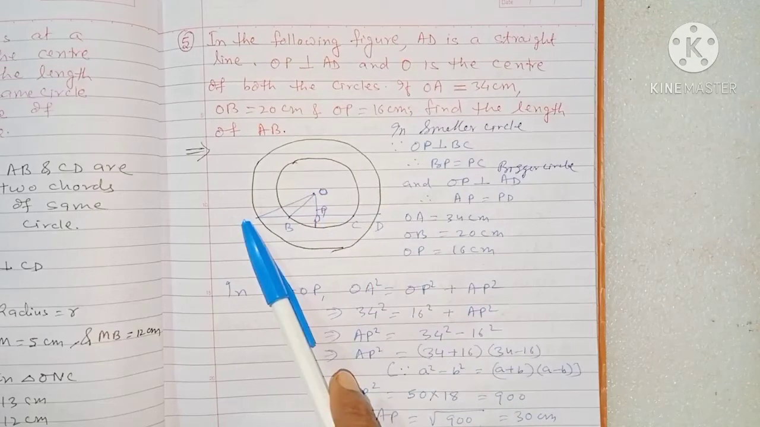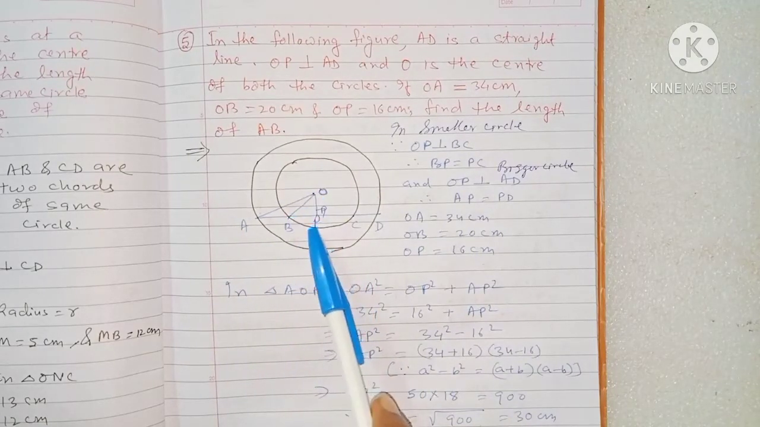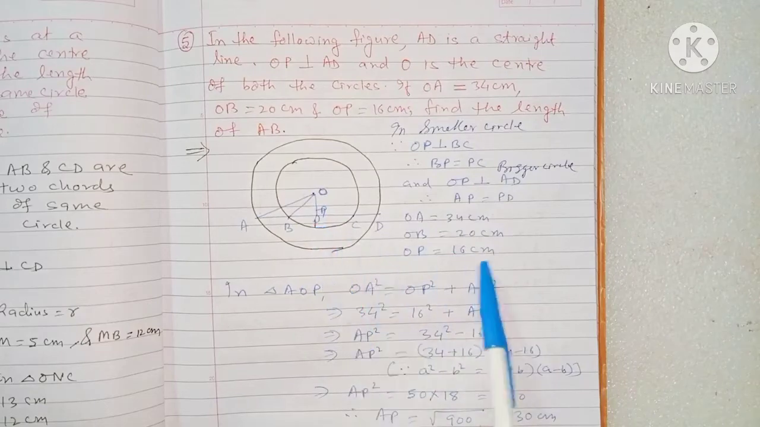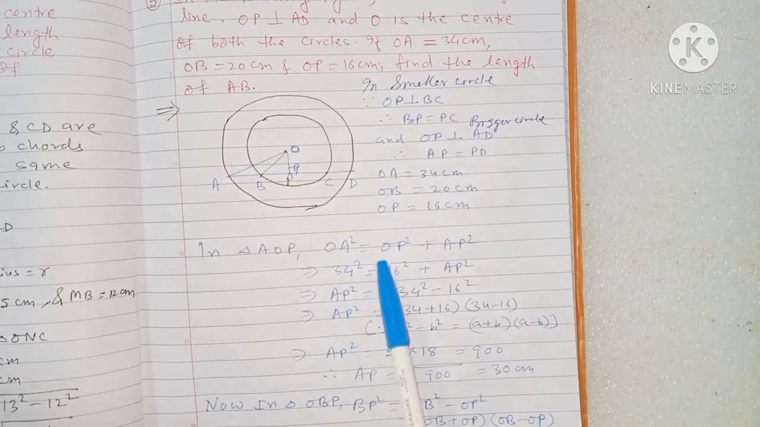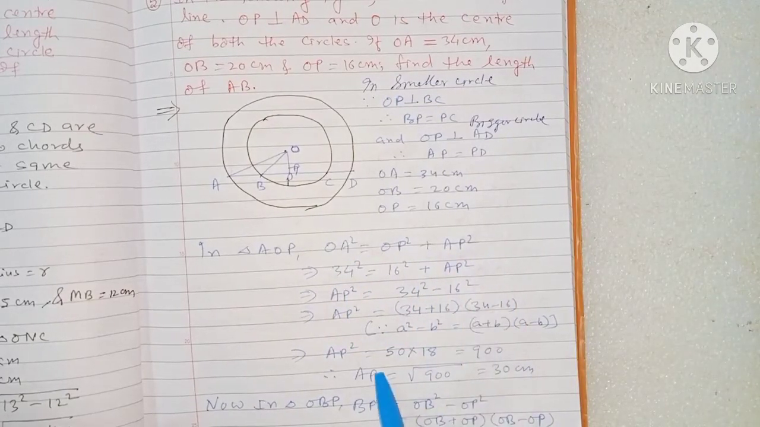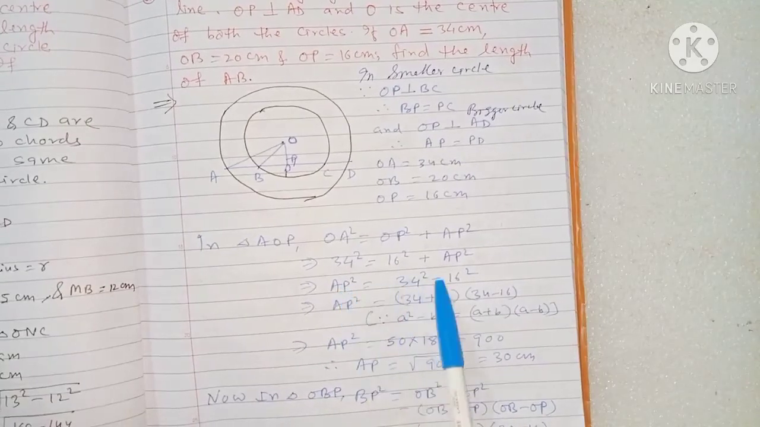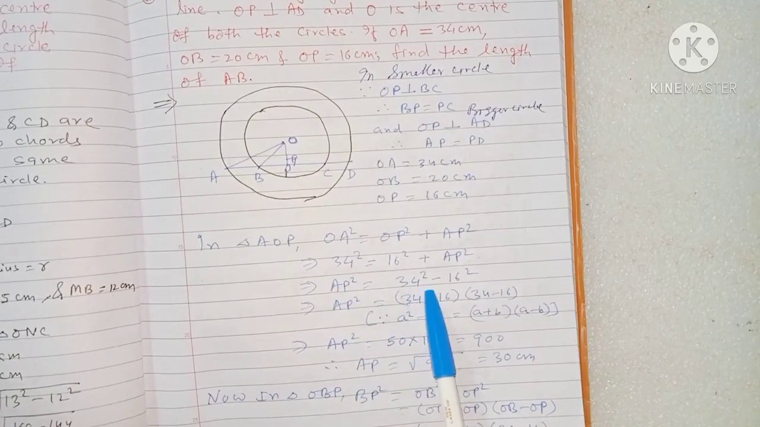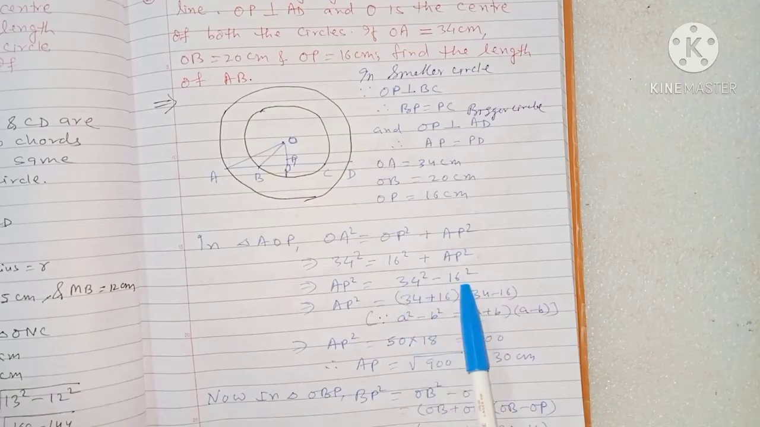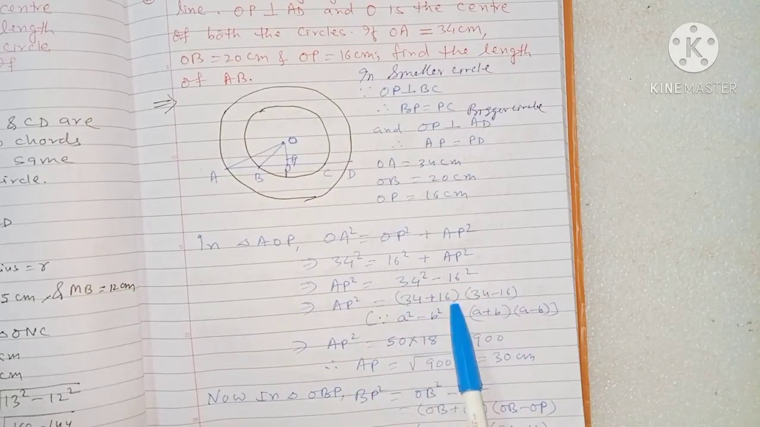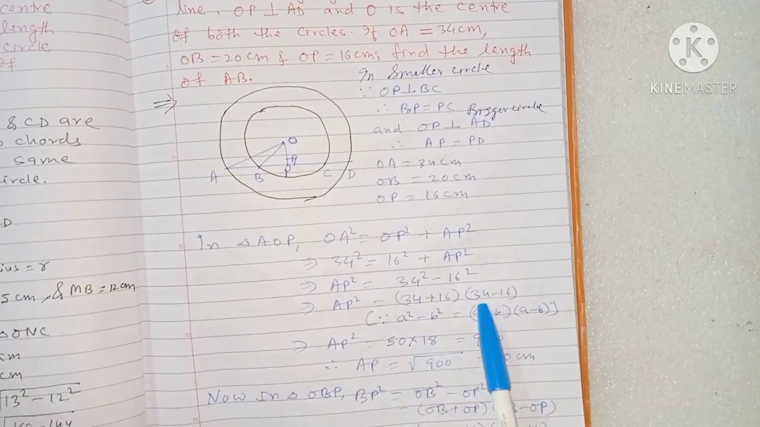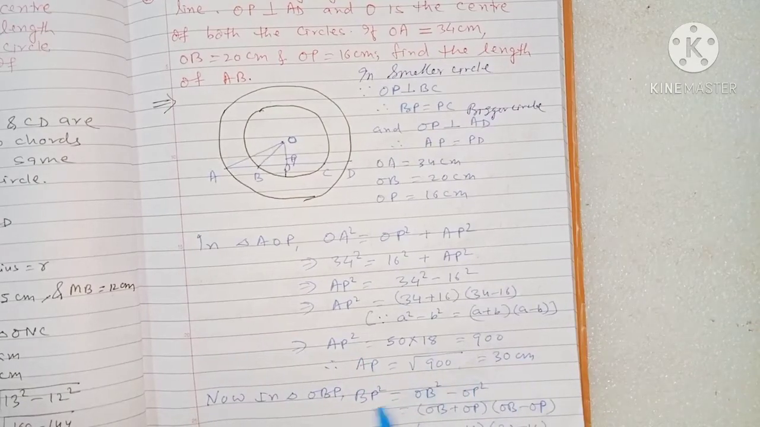Now OA equals 34 cm given, OB equals 20 cm given, OP equals 16 cm. Therefore, in triangle AOP, OA square equals OP square plus AP square from Pythagoras theorem. Put the values, and AP square equals 34 square minus 16 square, which is like a square minus b square. We know that a square minus b square equals (a plus b) into (a minus b). Therefore, AP square equals, add them, 34 and 16, you will get 50. 34 minus 16 is 18. AP equals under root 900, that is 30 cm.